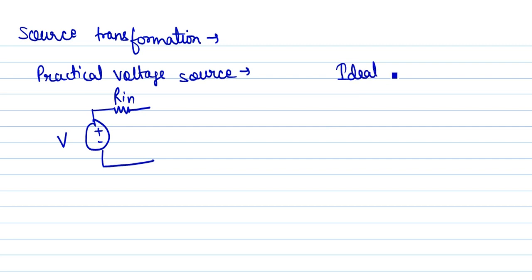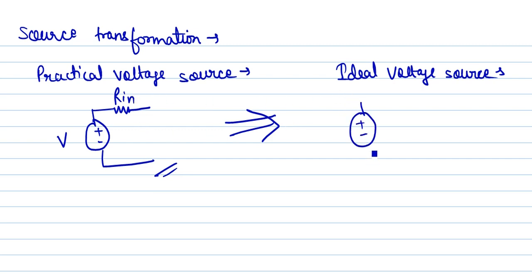And what is ideal voltage source? Ideal voltage source is a source that is having its internal resistance to be zero. So now this practical voltage source can be converted into ideal voltage source by substituting Rn equals zero. So this circuit can be converted into ideal voltage source in this manner. Now Rn has been substituted to zero. So this is ideal voltage source, and let's see about a practical current source.